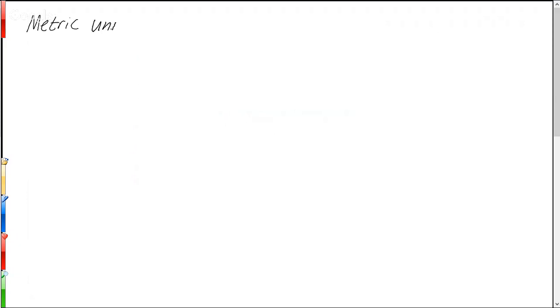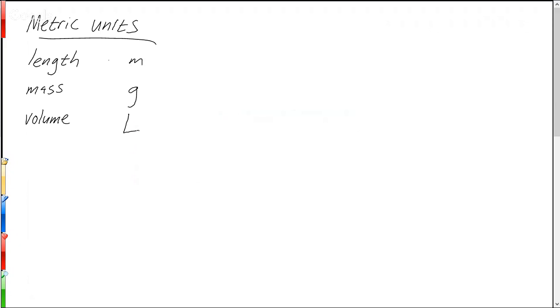Let's review the metric units. So if we want to measure length, we use, if it's just a basic unit with no prefix on it, that's just meters. If we want mass, we use grams. If we want volume, liters, yep, liters. And we'll talk about temperature in the next chapter. We're going to focus on just these for right now.